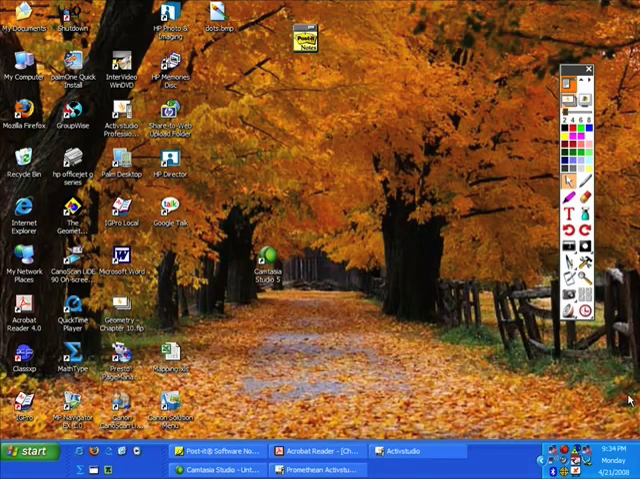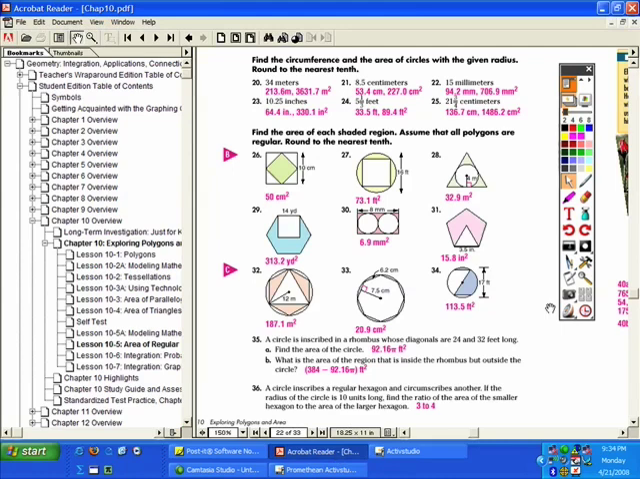To demonstrate for you how I make a copy of the day's homework assignment and paste it to a flip chart, I start by inserting the disc that corresponds with my textbook. I find the correct page, and I use the camera tool from the toolbar, and I take a camera shot of the day's homework assignment.